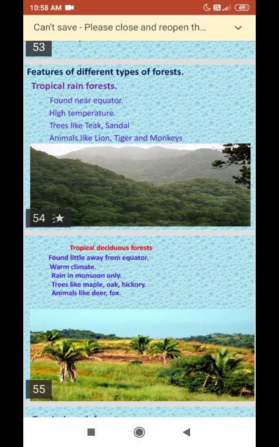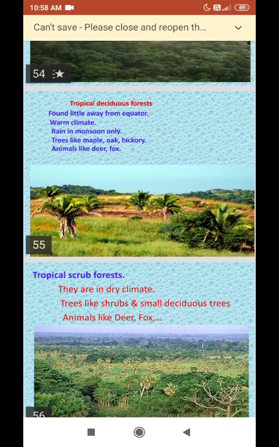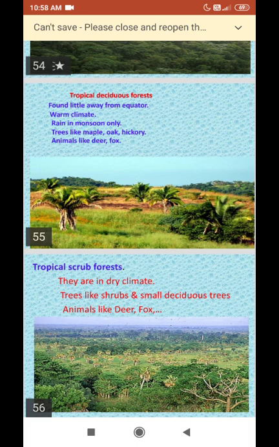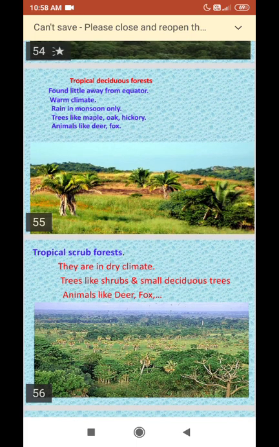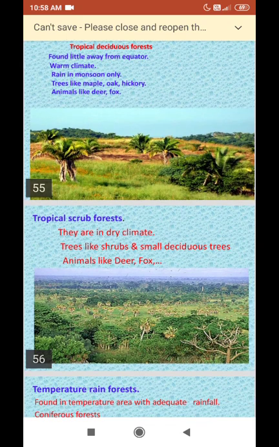It is found near the equator, and there is high temperature. We can find trees like teak and sandal, and animals like lion, tiger, and monkeys. Next we are going to see the tropical deciduous forest. It is found a little away from the equator. The climate is always warm, and rain comes only in the monsoon season. We can find maple, oak, and hickory trees there, and animals like deer will be there.